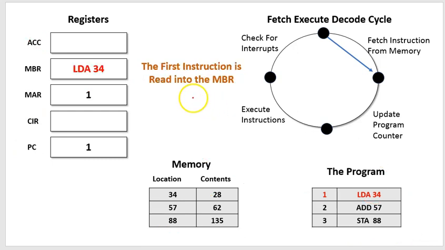Now, the first instruction is read into the MBR, the memory buffer register. So we know that the first instruction was in location 1. So we go to location 1 here, and we find that this is the instruction that's in that location. So that instruction goes into the memory buffer register like that. So that's the first part.